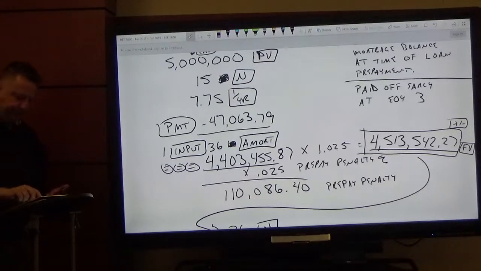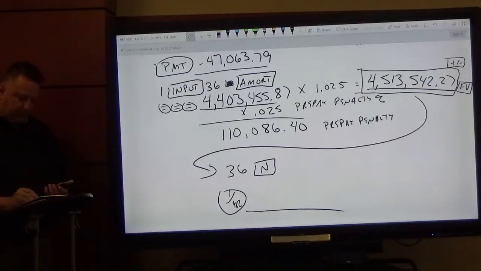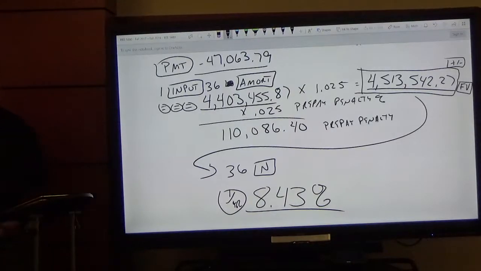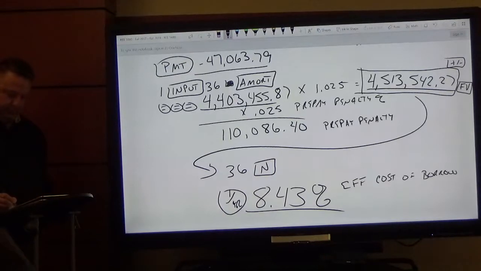There we go. So you should end up with 8.43% as your effective cost of borrowing. Did you just put in the future value, number of periods? Yes. Or your lender's yield. Yeah, I don't know why, but it approved for mine.